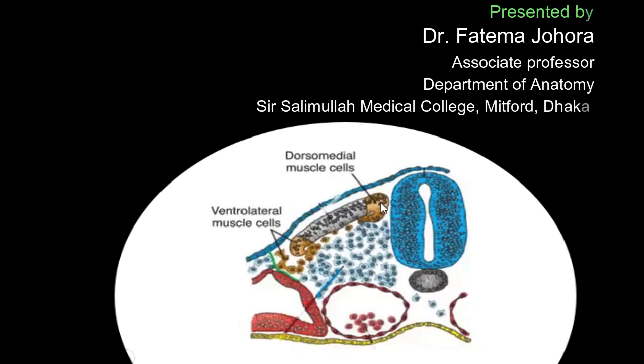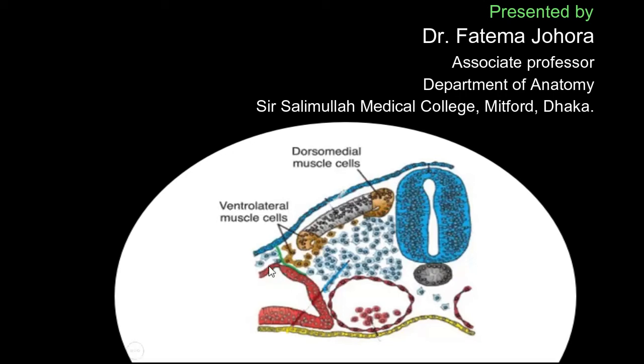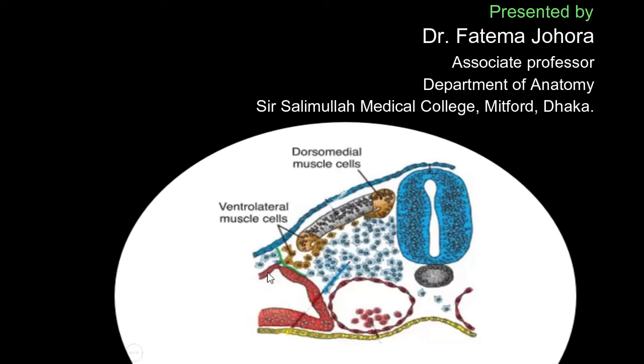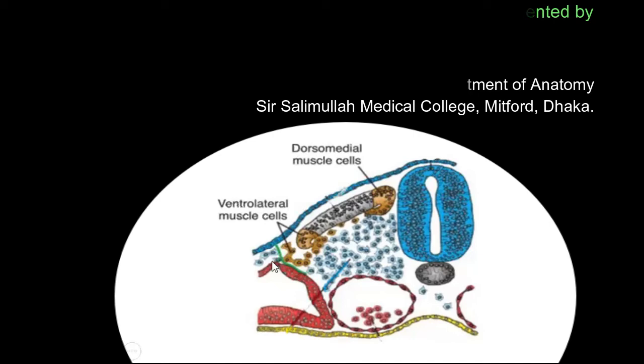This is the dorsomedial muscle cell around the neural tube and notochord. This muscle cell ultimately gives rise to the muscle of the back. And these muscle cells are known as primaxial muscle. And these ventrolateral muscle cells migrate and unite with the lateral plate mesoderm and give rise to the body wall muscle, limb muscle, and other muscles. So these dorsomedial cells will give rise to the primaxial domain and are responsible for development of back muscle. And these muscles will give rise to the body wall muscle, limb muscle.